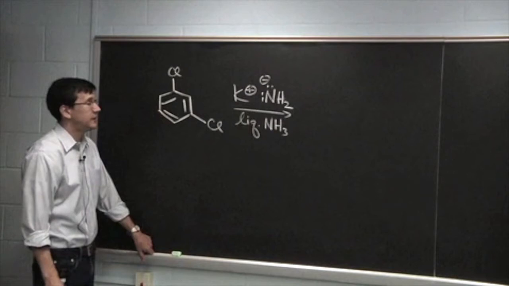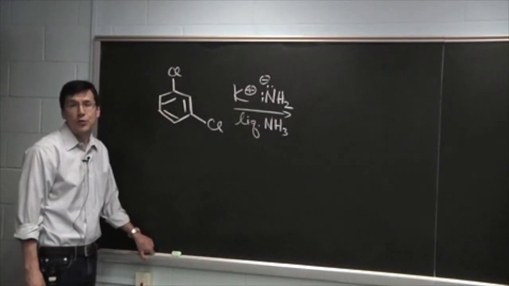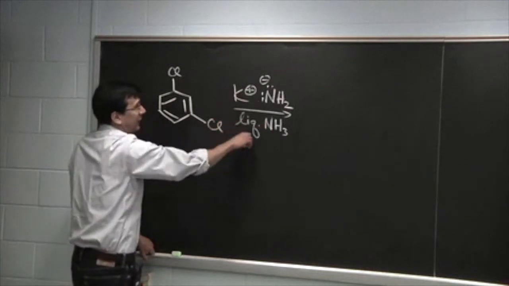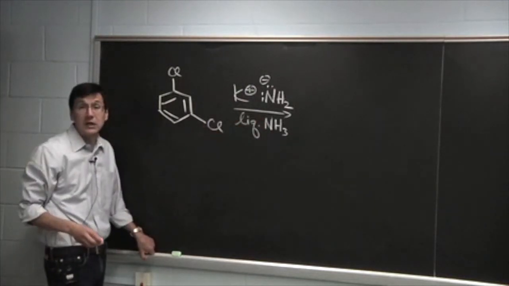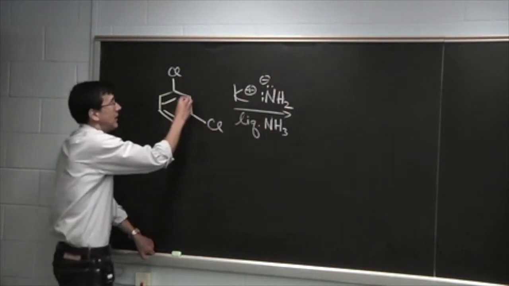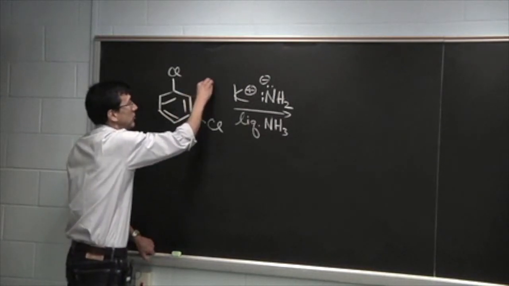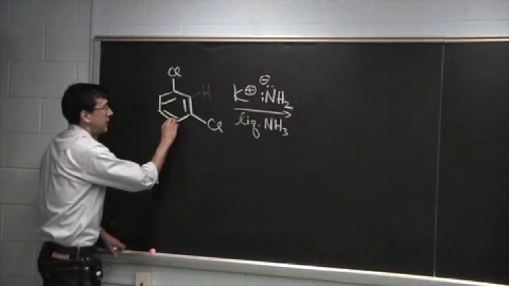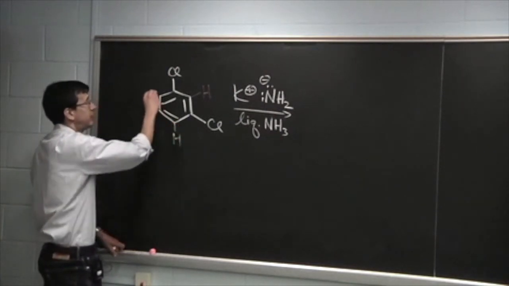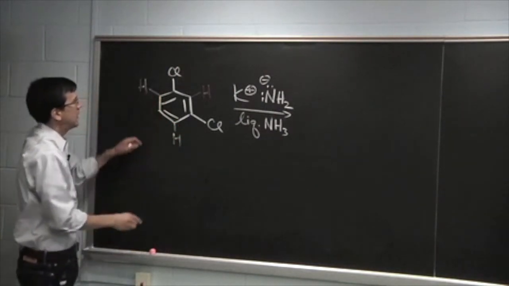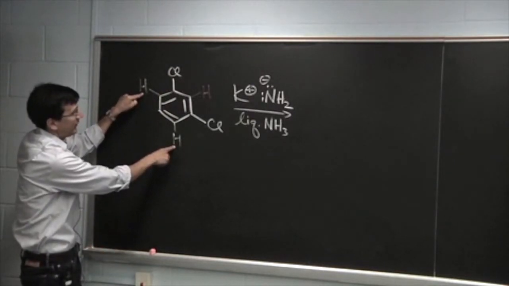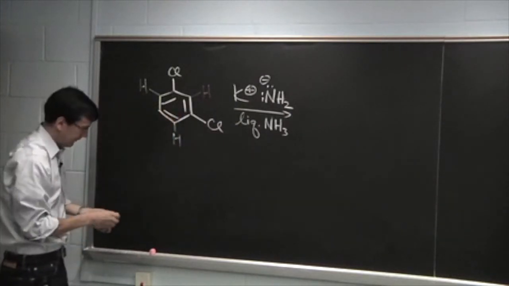Well, again, we need to identify where we could remove a proton in order to make benzyne, because again, these are classic conditions for the elimination then addition mechanism. So we could remove a hydrogen from there, but now there's another hydrogen that we could remove. Again, whether we remove this one or this one, we get the same intermediate, but there are two possibilities.